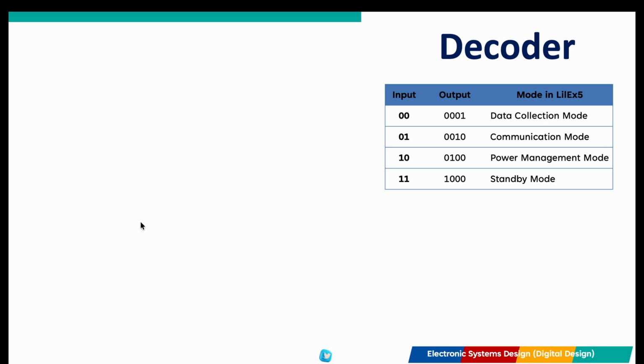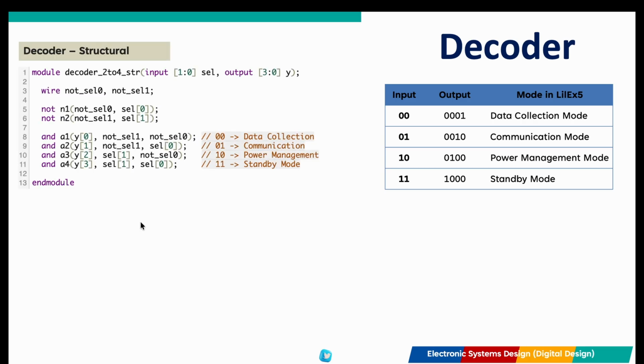When the input is 00, the decoder triggers data collection mode. At 01, it switches to communication mode, and so on, through power management and standby. By using a behavioral case statement, we create a clear hardware map switch for our system states. In the structural approach, we describe the decoder exactly as it appears on the schematic. We manually instantiate 2 NOT gates to invert our selection bits, creating NOT select 0 and NOT select 1. Then we wire 4 AND gates to represent each of our 4 system modes.